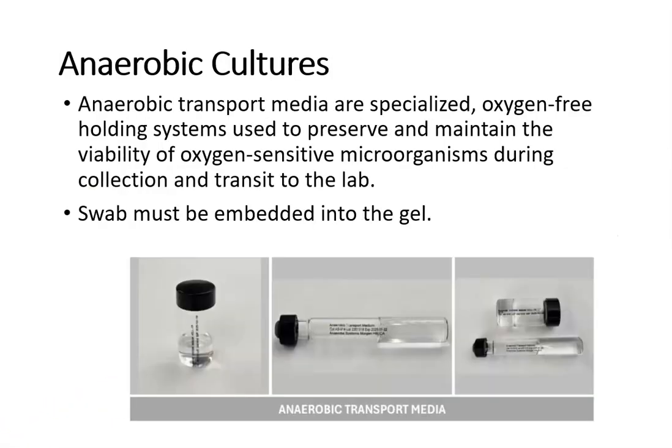Anaerobic cultures, the same thing. We've talked about anaerobic cultures saying, man, they can't get in touch with oxygen. They're special oxygen-free holding systems, and they're used particularly in the OR, because an open wound with an organism in it is going to be aerobic bacteria. But when you get into the gut, that's an anaerobic environment. And so most of the time, these are coming down from the OR.